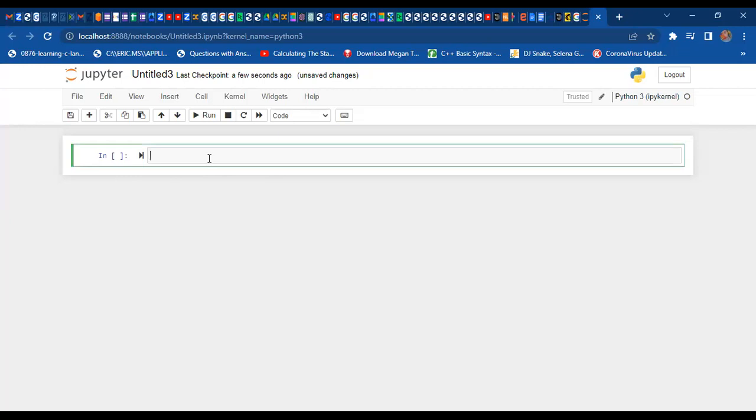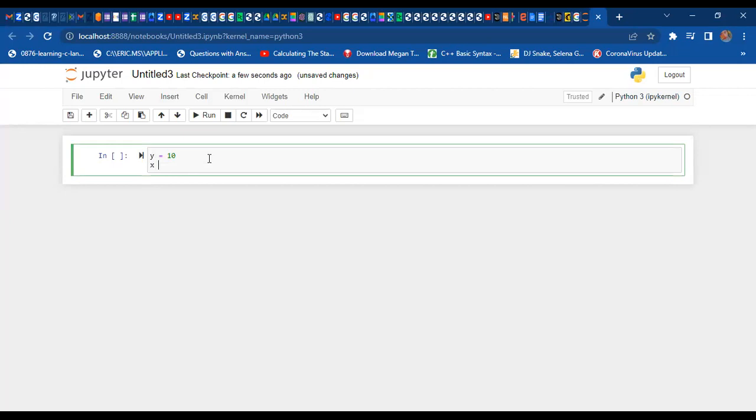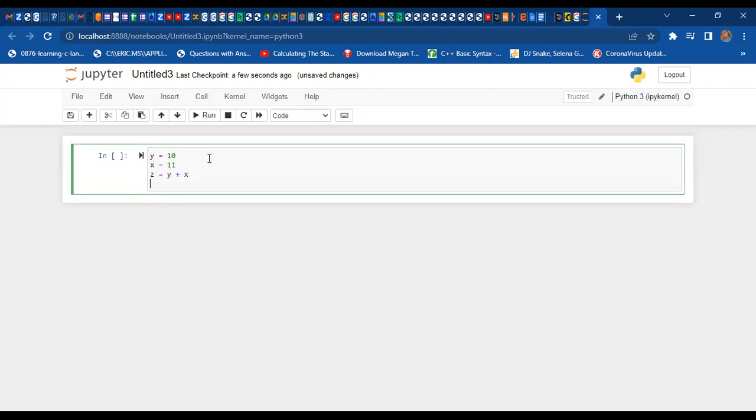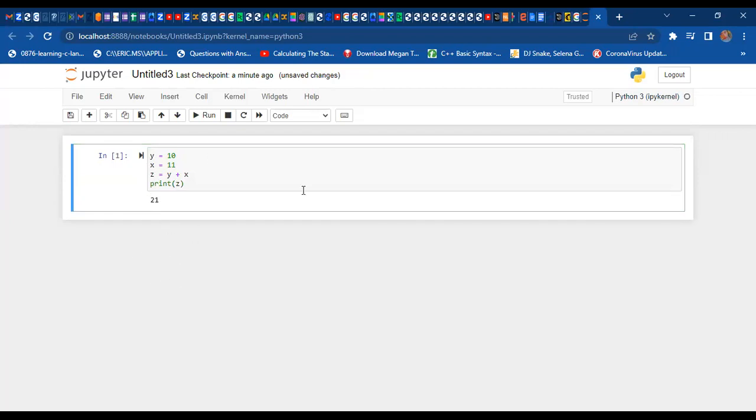Yes, I'm seeing it. So we can try y is equal to 10, x is equal to 11, and then z is equal to y plus x. Then we print z, then we run this. 21. As you can see, this is addition.